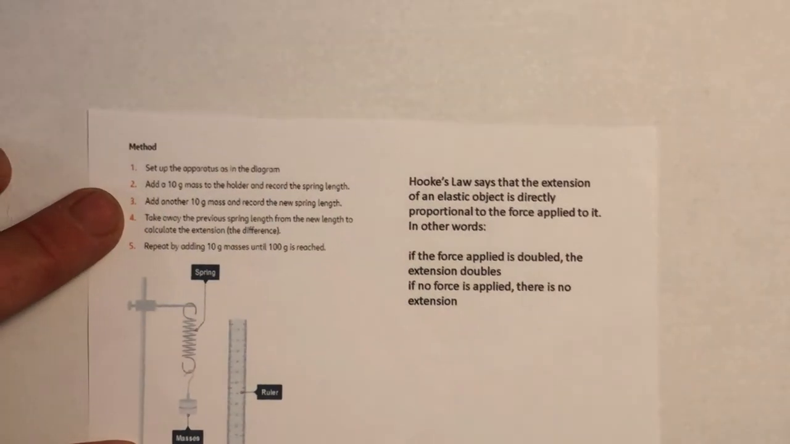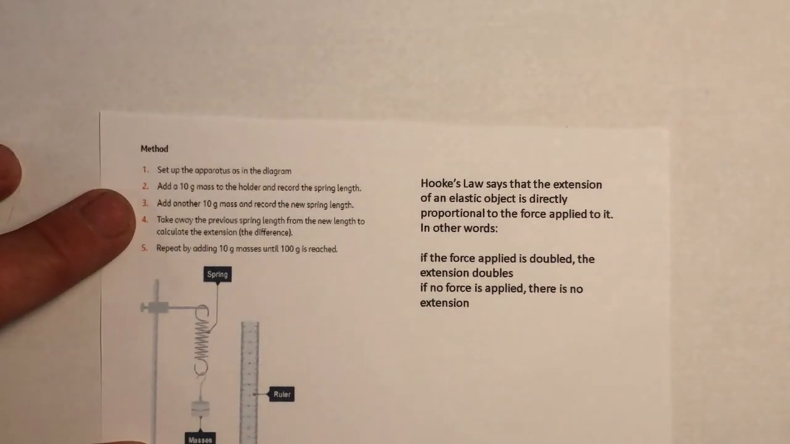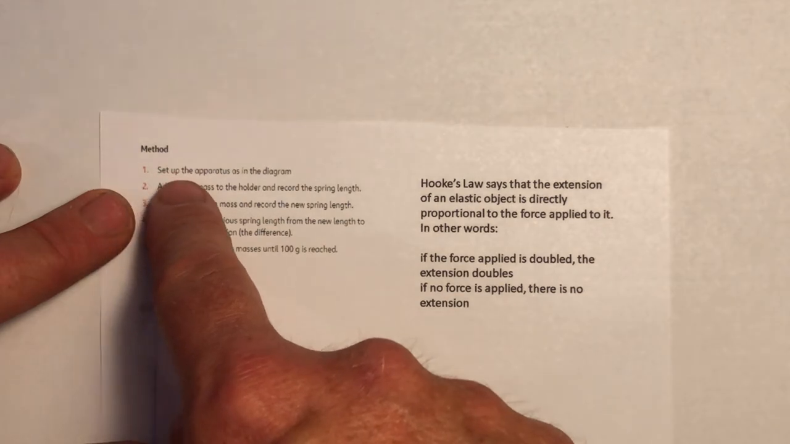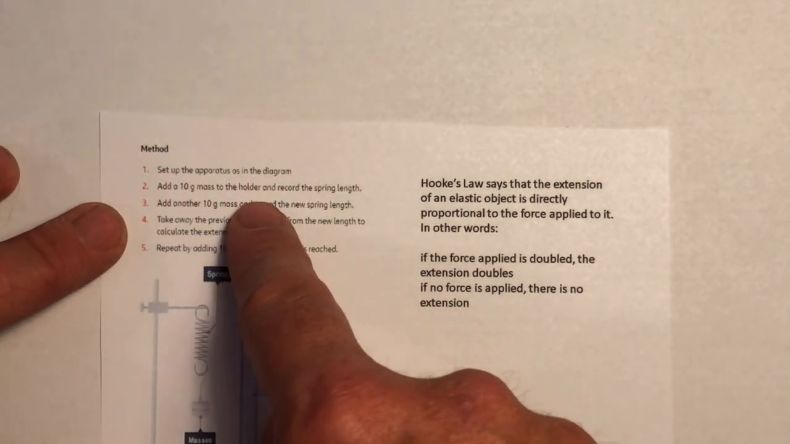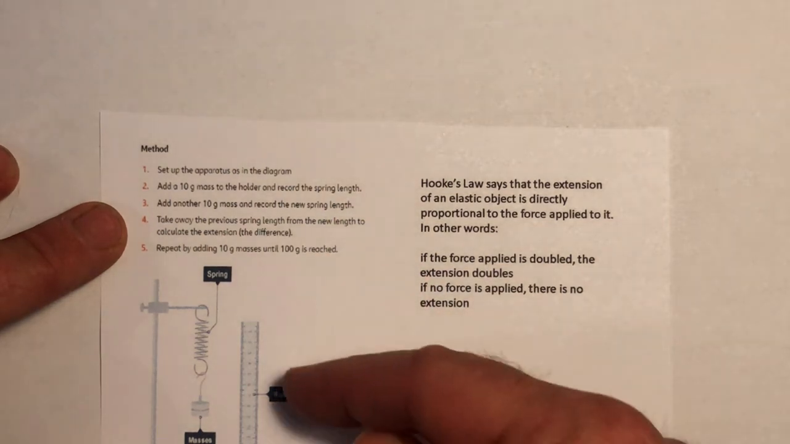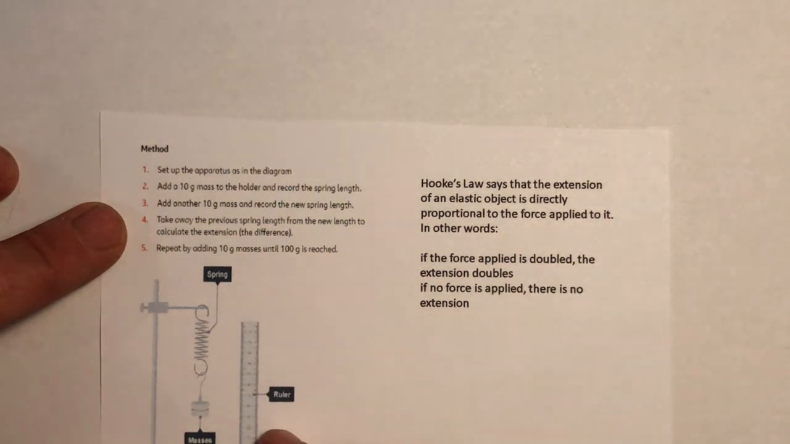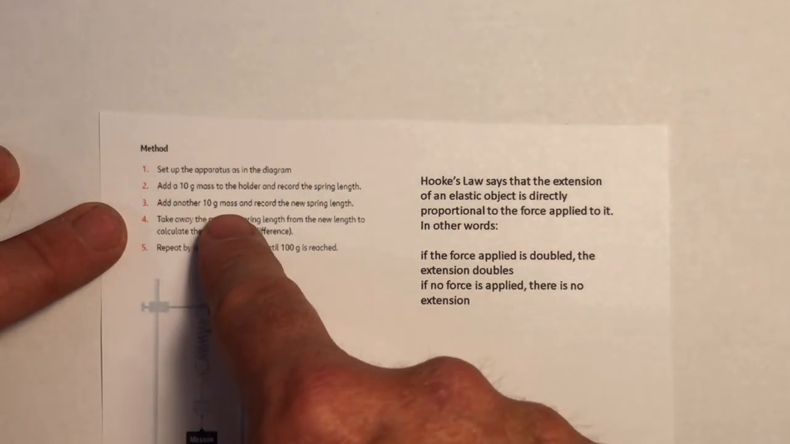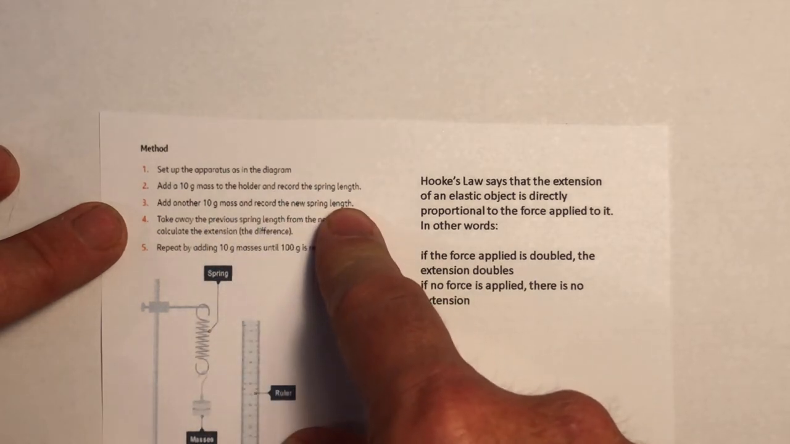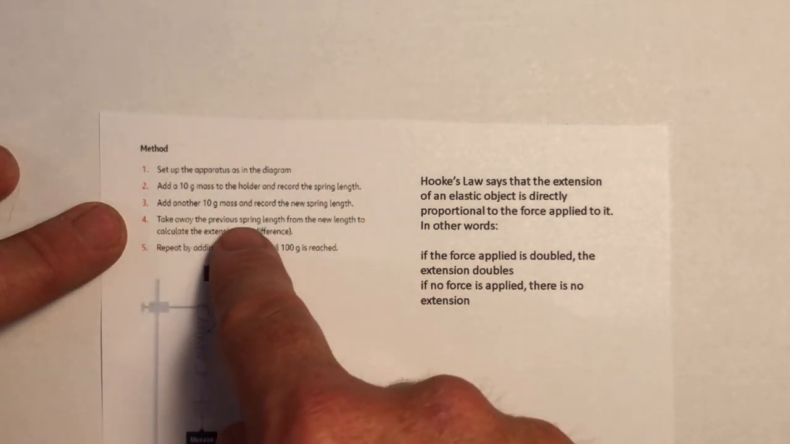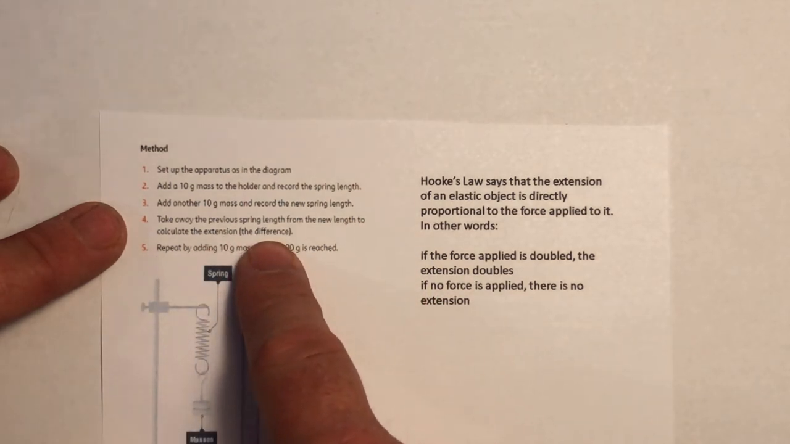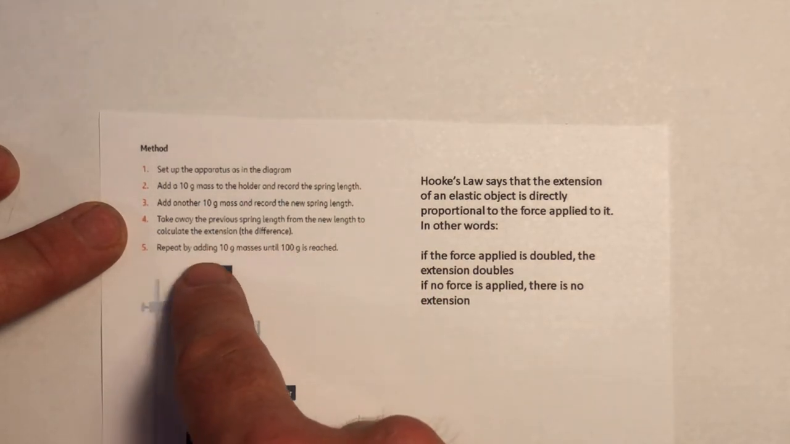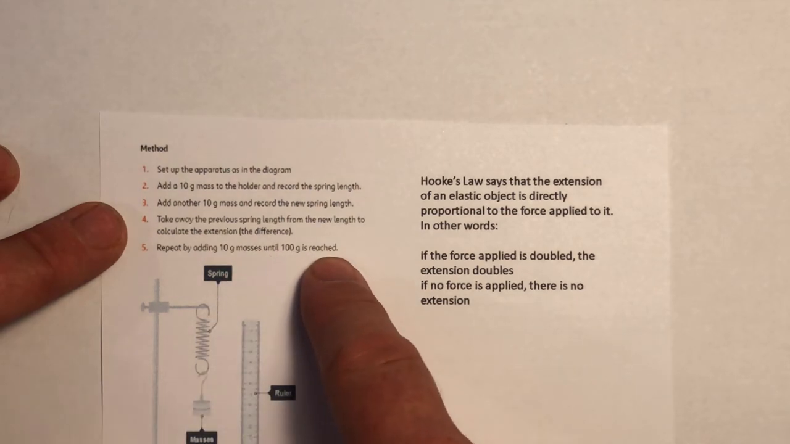Now, the actual method itself, I'm just going to quickly go through it. Set up the apparatus as shown in the diagram. Add a 10 gram mass to the holder and record the spring's length. Using your ruler down the side here, record the spring length. Add another 10 gram mass and record the new spring length. Take away the previous spring length from the new length and calculate the extension as the difference. Repeat by adding 10 grams until 100 grams is reached.